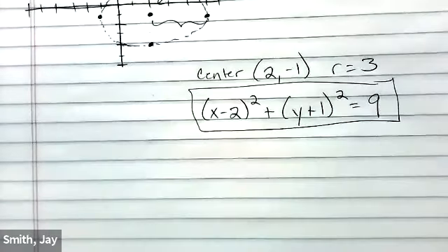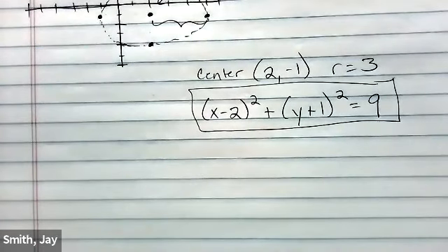Now, the last type of problem that we're going to see, where we have to find the center and radius, but we're not given a graph, or we're not given the circle center or the radius itself.